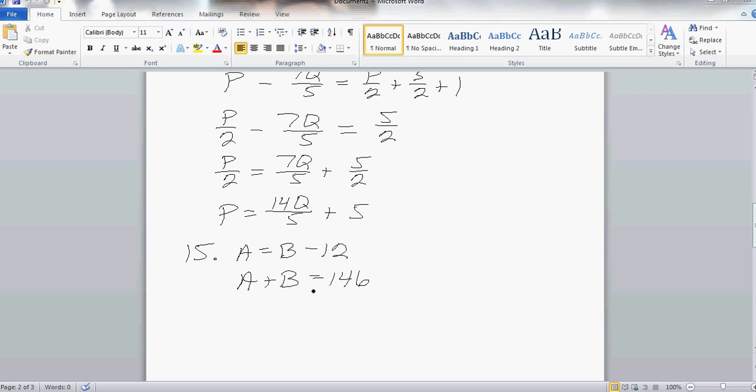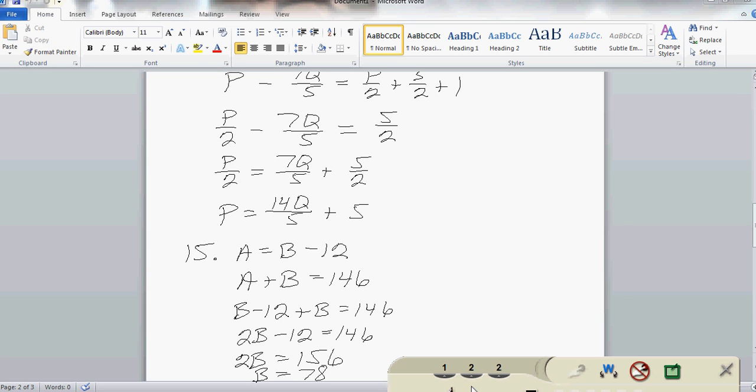Well, what we've got going on here is the fact that A is equal to B minus 12. So here, instead of putting A, we can put in B minus 12. So we can do B minus 12 plus B equals 146. Combining like terms, we get 2B minus 12 equals 146. Add 12 to both sides, and then divide both sides by 2, and B would equal 78.